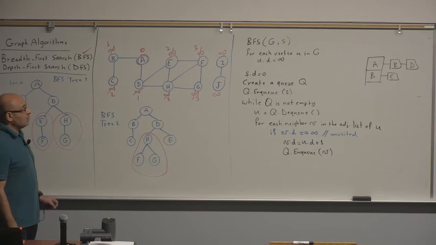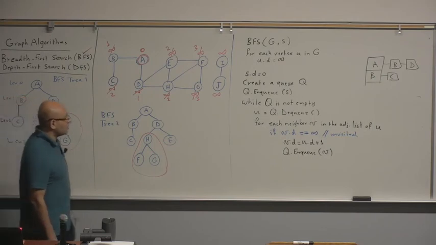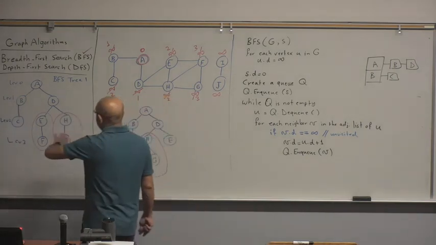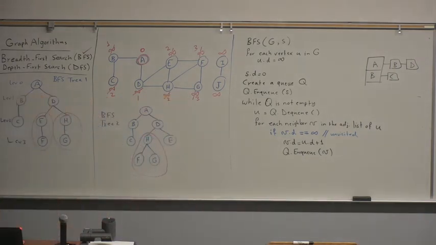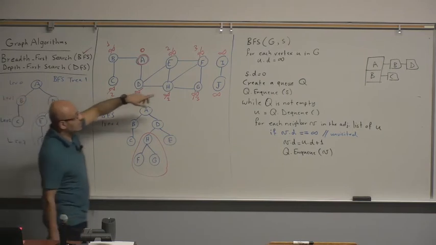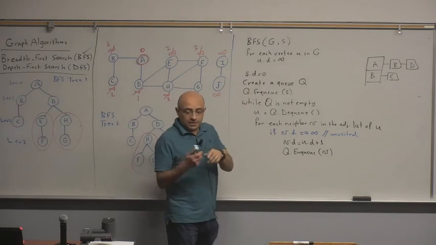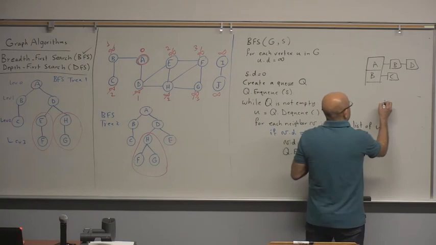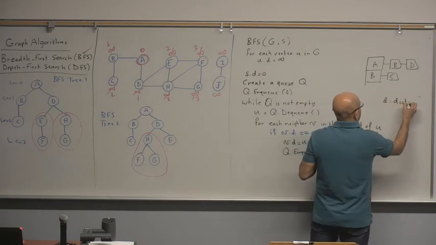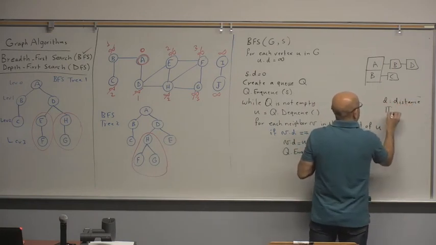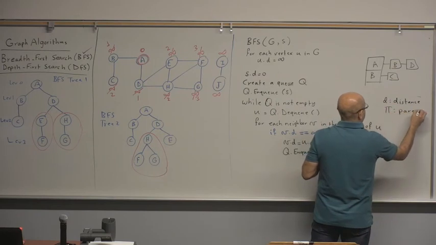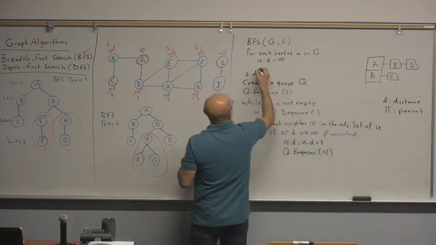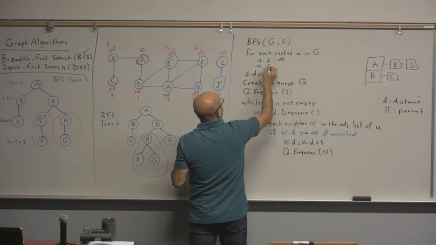Now, one more thing that I would like to add is tracking the parent of each vertex in the BFS tree. So the parent can be tracked. So in addition to the D field, I'm going to assume that I have a parent field, and I'm going to call it pi for parent. So D is distance, and pi is parent. So I'm going to set u dot pi to null.